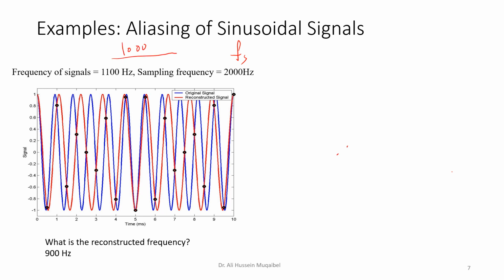So the 1100 will be folded around Fs/2, which is 1000. The difference here is 100. It will be folded inside, and it's going to show as 1000 minus 100, which is 900. So we're saying here that the reconstructed signal is now shown as the red signal, which is lower frequency.